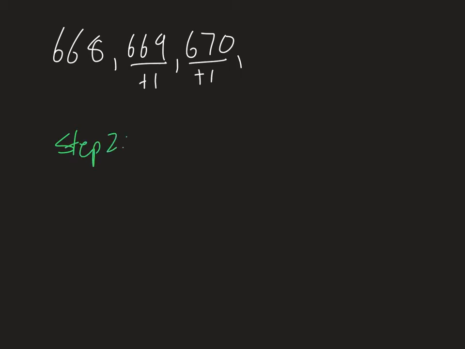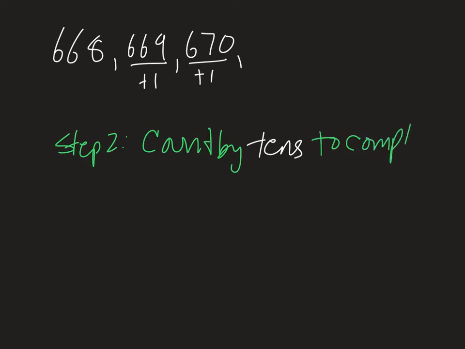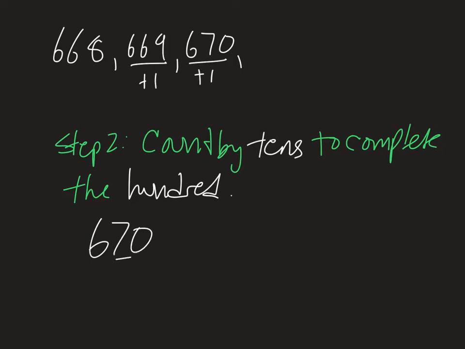Step 2. Count by tens to complete the 100. So let's look. We're at the number 670 currently. How many tens do we need to add to make 70 turn into 100? Well, 70 is the same as 7 tens.